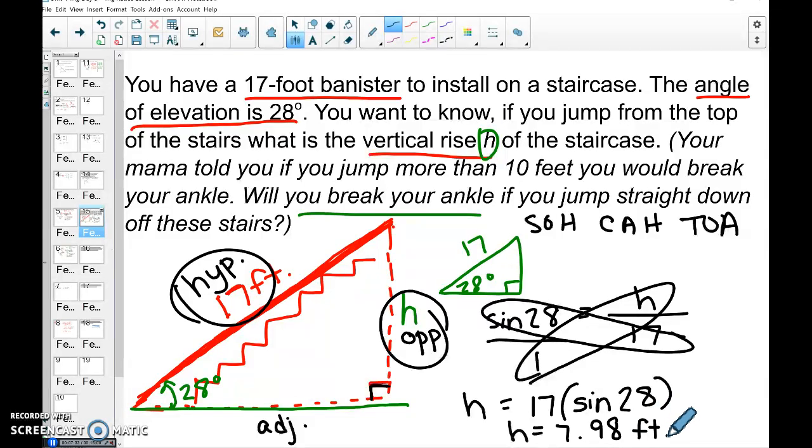All right, well, let's take a look at the problem. Your mama told you if you jump more than 10 feet, you will break your ankle. All right, well, apparently the banister at the very top is 7.98 feet above the ground. So will you break your ankle? No. 7.98 feet is apparently within the realm of being able to jump off the stairs. Again, don't know why you would want to be jumping off the stairs. No, you will not break your ankle.